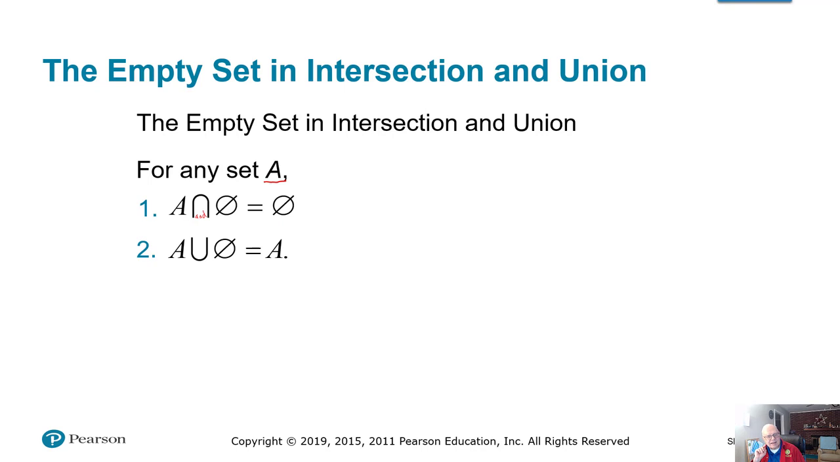Number 2 says, take any set. The union of that with the empty set is the original set, because the empty set has nothing to add to set A.